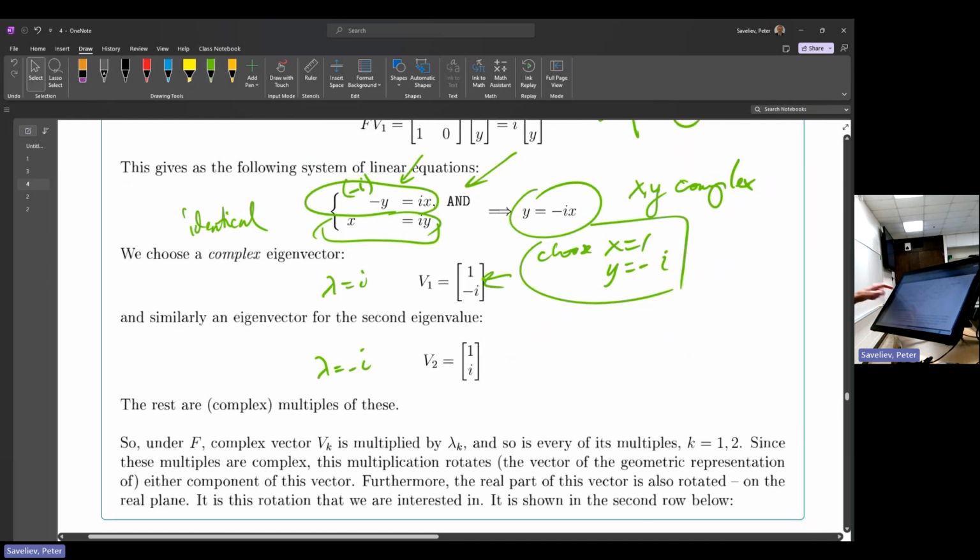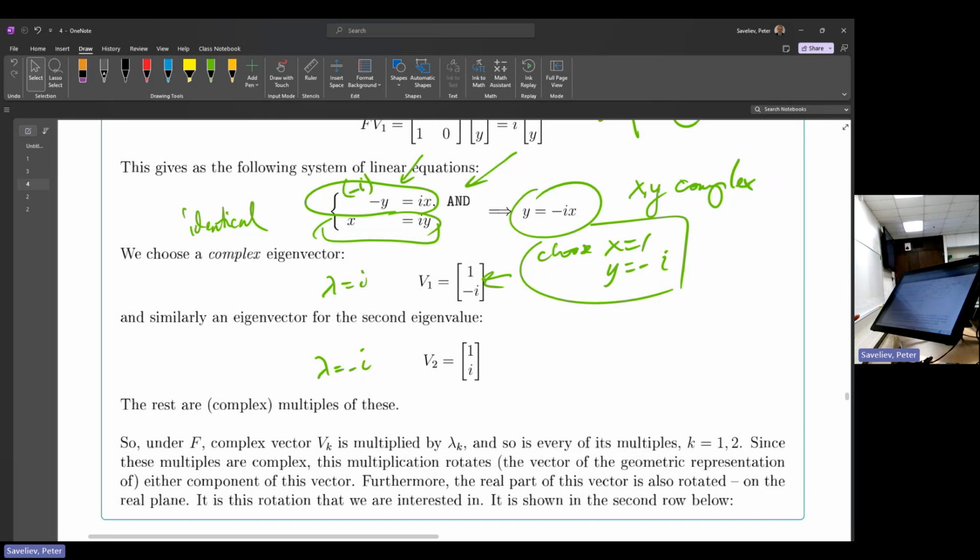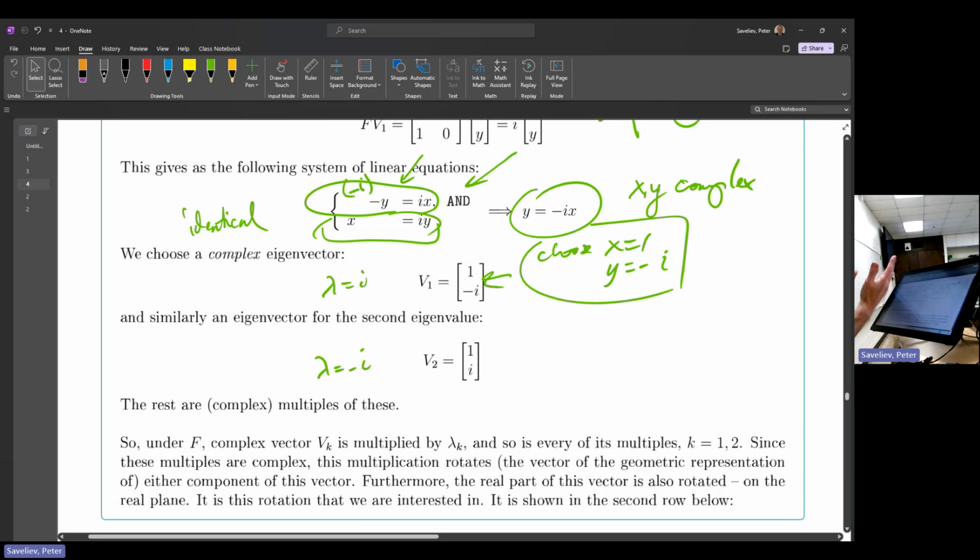Then we know what it means. If a vector is a multiple of v1, then it gets multiplied by i. If it's a multiple of v2, it gets multiplied by negative i. That's what f does. In these directions, they're not really directions if you think about it.